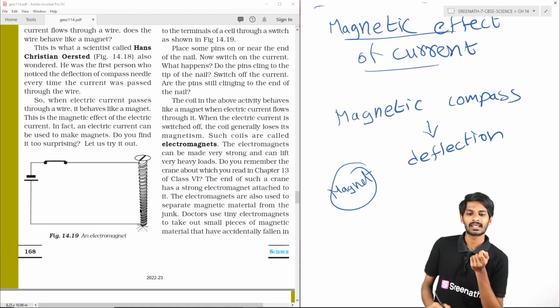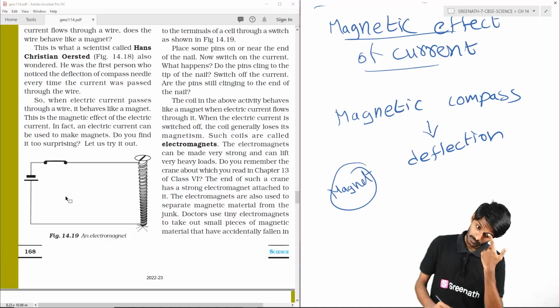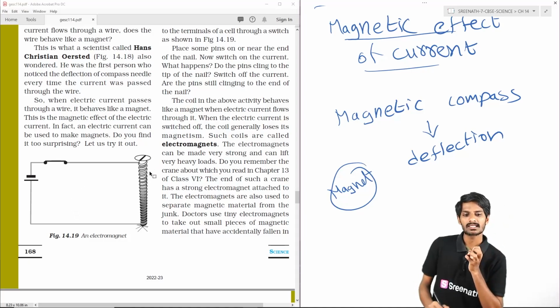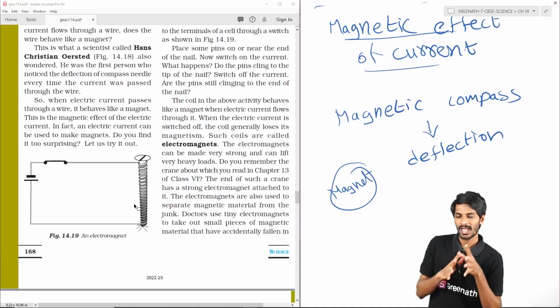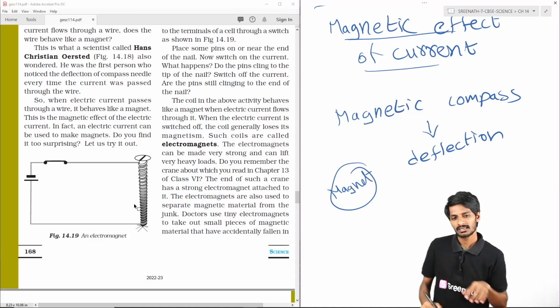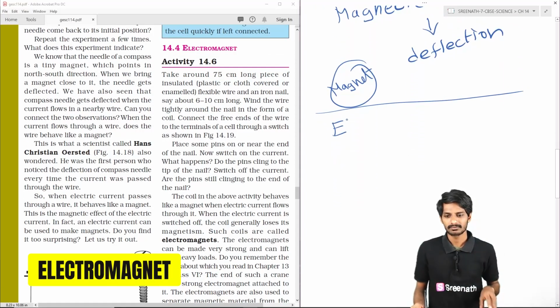Now take a nail and take a wire which is insulated and make curls like this and connect it to a power supply, which means a battery. Now switch on and take some iron filings near it. What happens? They will come and attach to this. So this wire is acting as a magnet. Magnet only attracts iron filings, no? That is the case. Now we are going to discuss electromagnet.